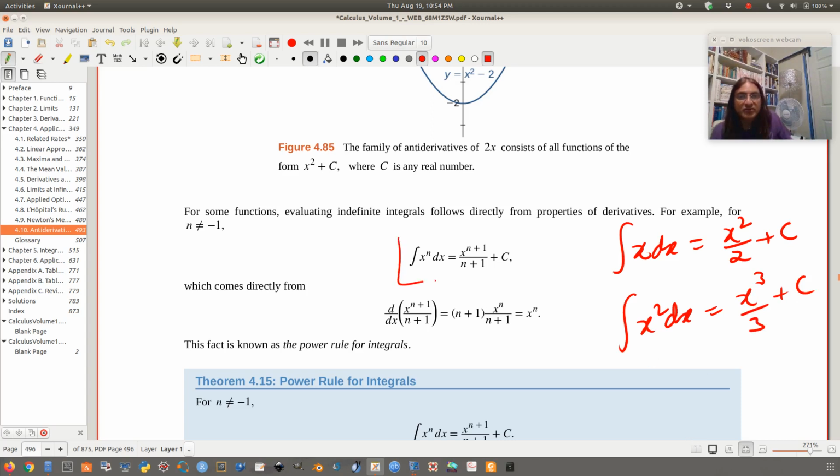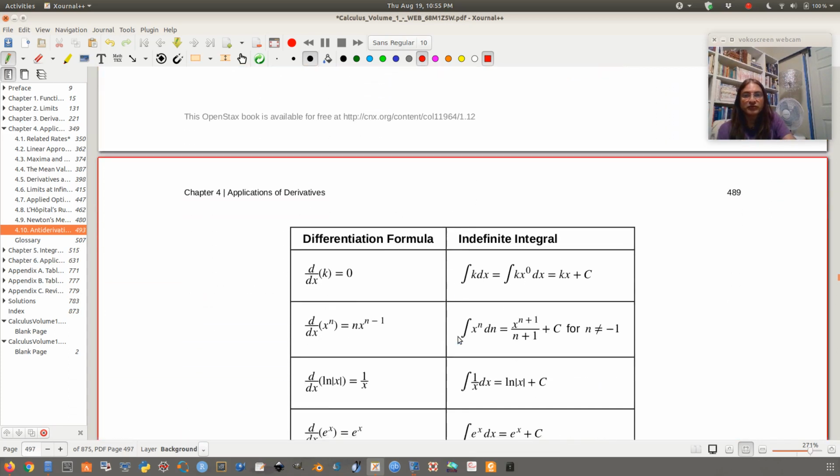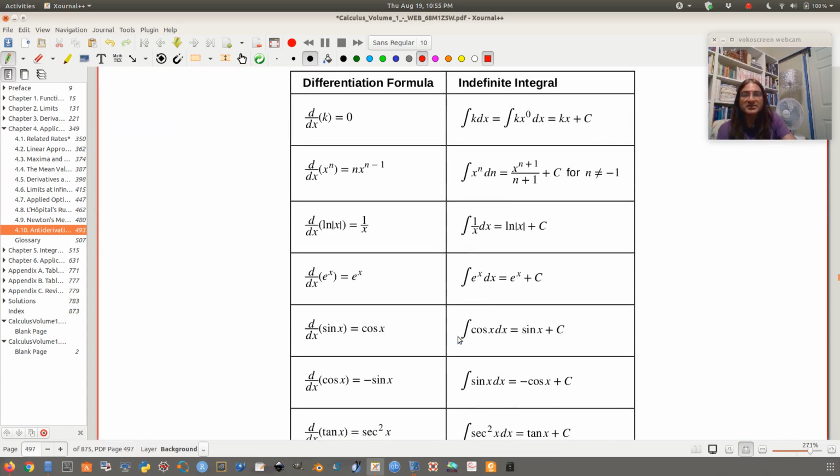Okay, so in general, the antiderivative of x to the n is x to the n plus 1 over n plus 1, plus constant. And you can check directly. The proof is by doing it. So here is the differentiation of a constant. The indefinite integral of a constant k is kx plus c. For x to the n, the derivative is this. The integral of x to the n is this.